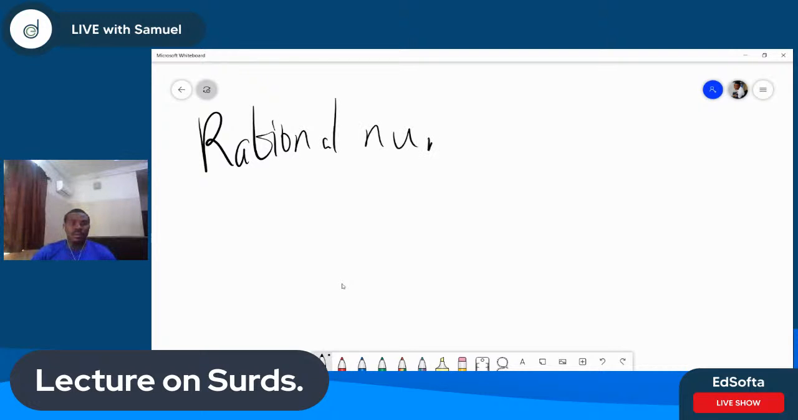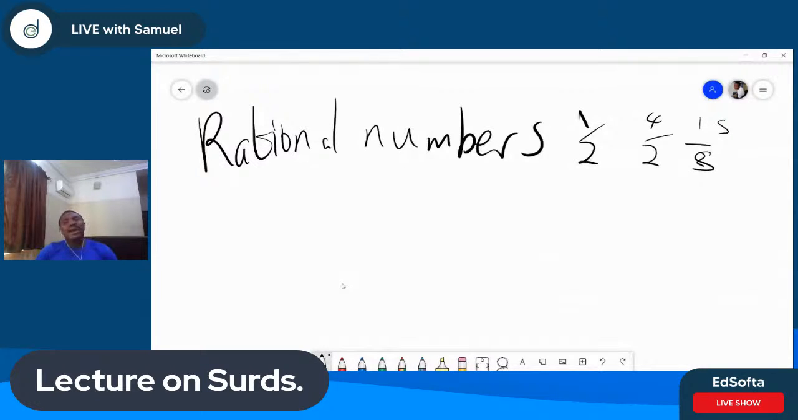Now, these rational numbers, we say they can be expressed as ratios. What do we mean by ratios? Something divided by something is a ratio. So 1/2 is a ratio. 4/2 is a ratio. 15/5 is a ratio. They are all ratios. Once a number can be expressed as an exact ratio, that number is deemed fit to be a rational number.